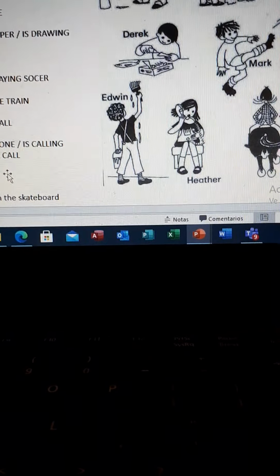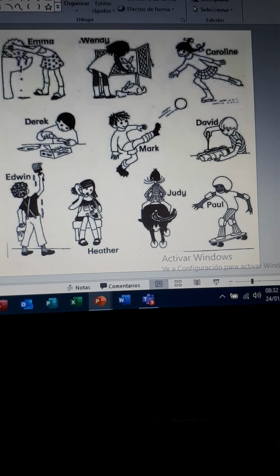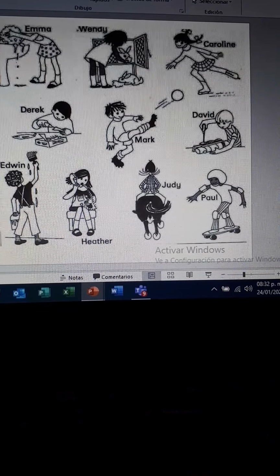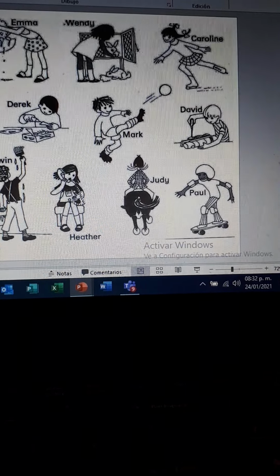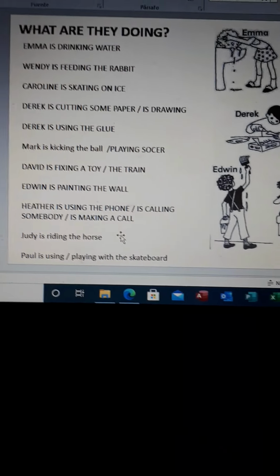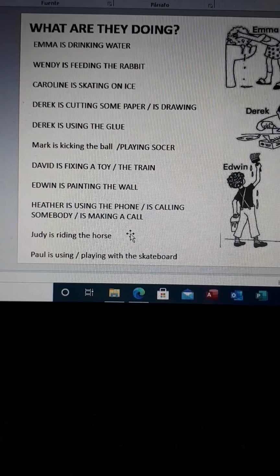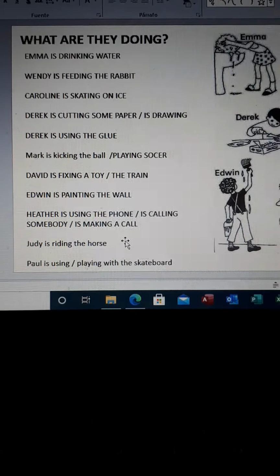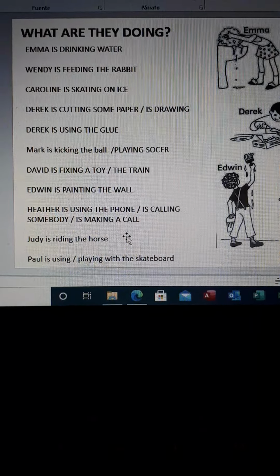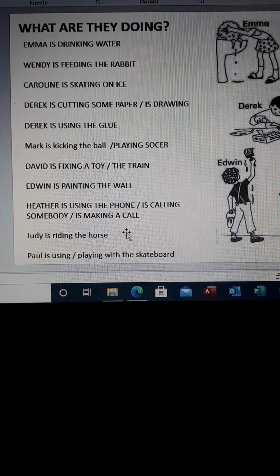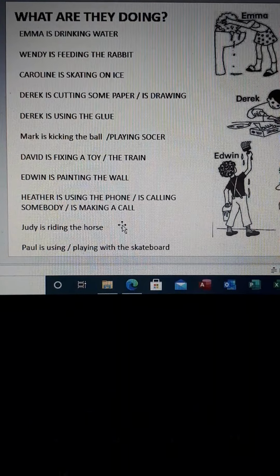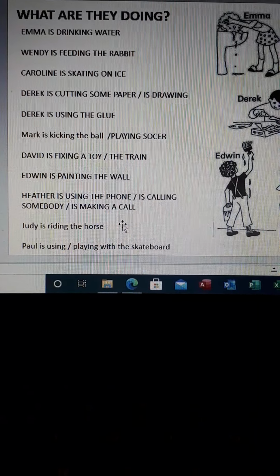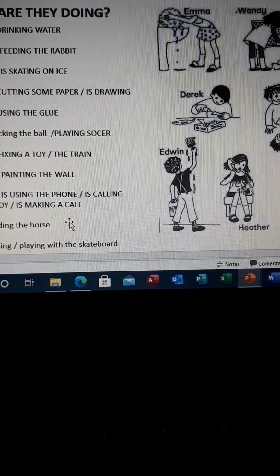Now, then we make some examples about what these people were doing: Emma, Wendy, Caroline, David, Mark, Derek, Edwin, Heather, Judy, and Paul. We work with these examples. For example, what are they doing? Emma is drinking water. Wendy is feeding the rabbit. Caroline is skating on ice. Derek is cutting some paper or is drawing. Derek also, we can say that is using the glue to stick some papers.